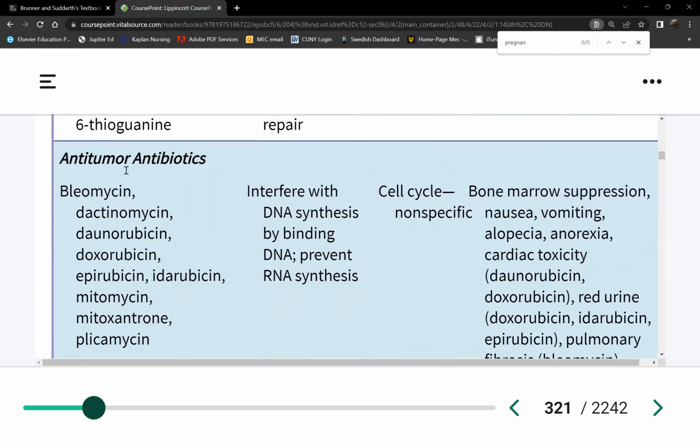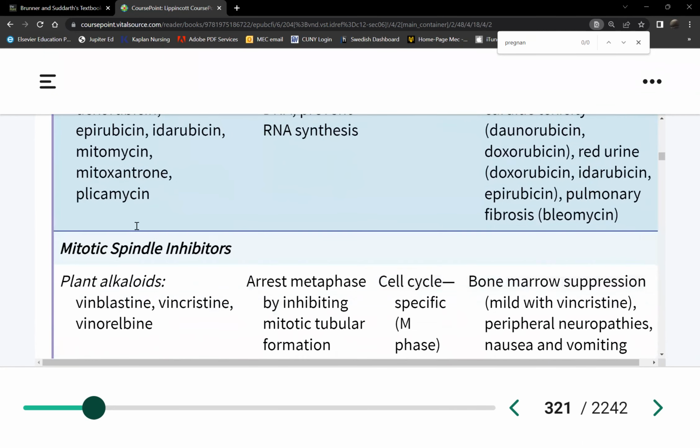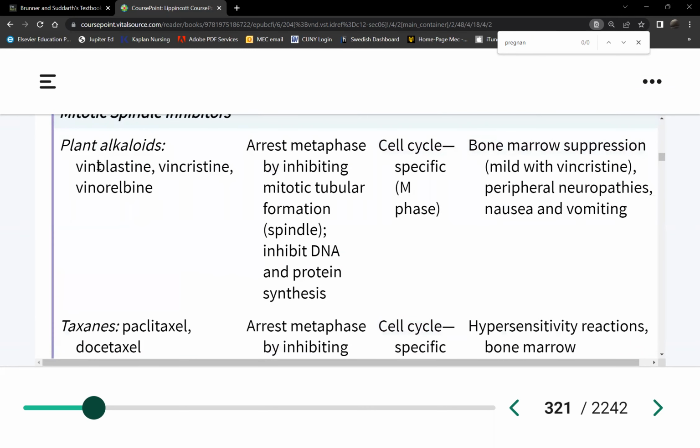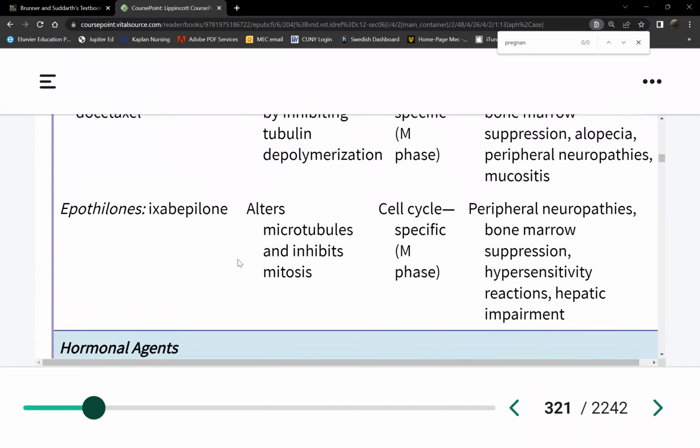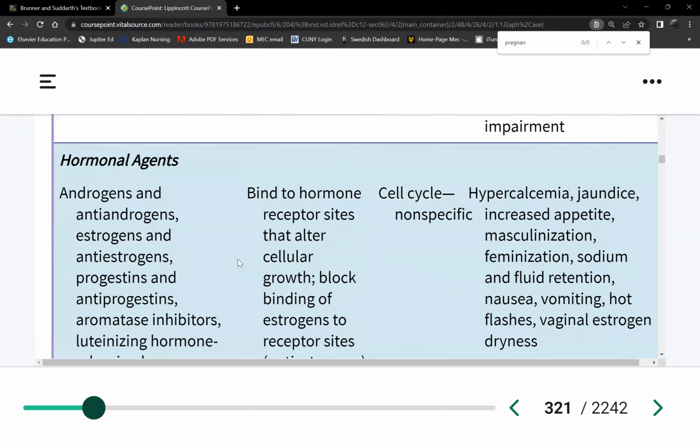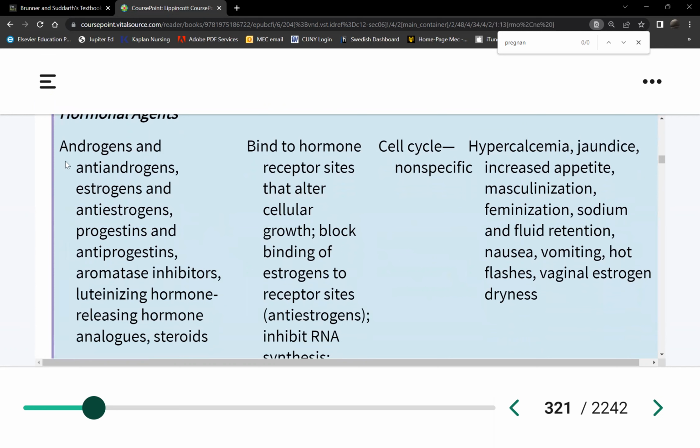Then you have these antibiotics. These are one of the oldest medications. They're still used today. Hormonal agents, these are for prostate and breast cancer, because those cancers do feed on hormones.